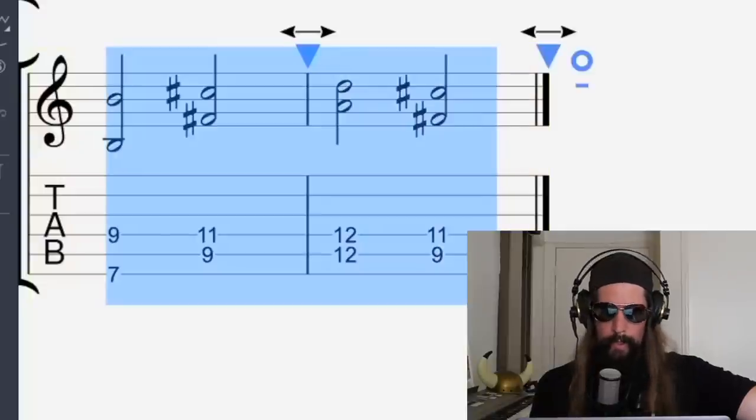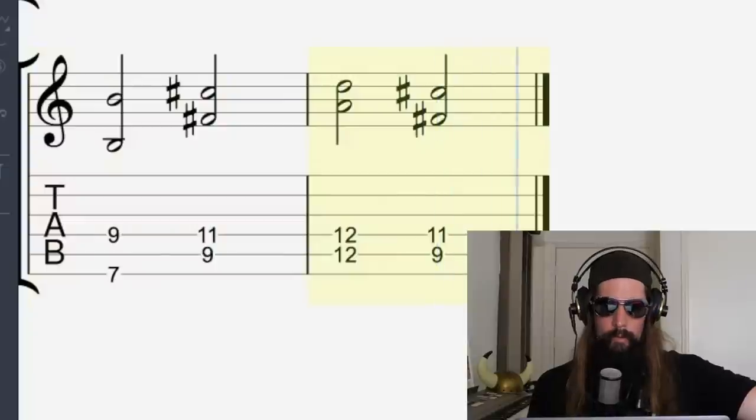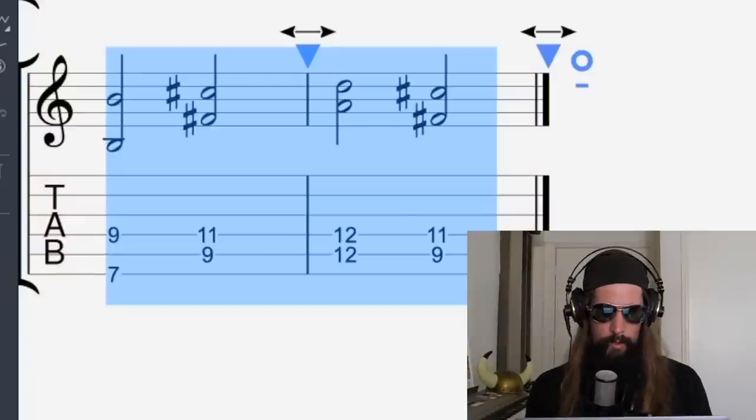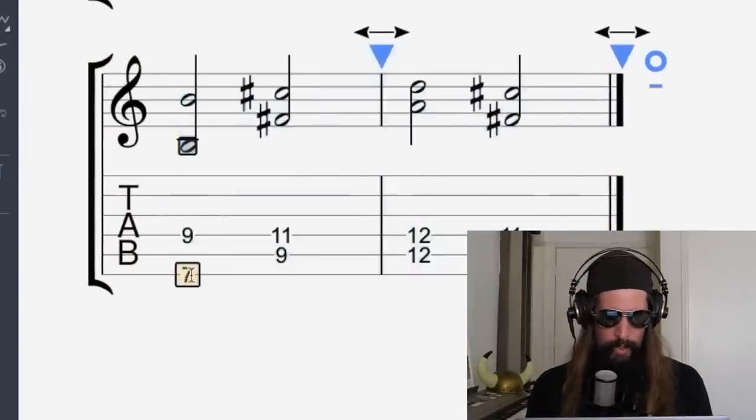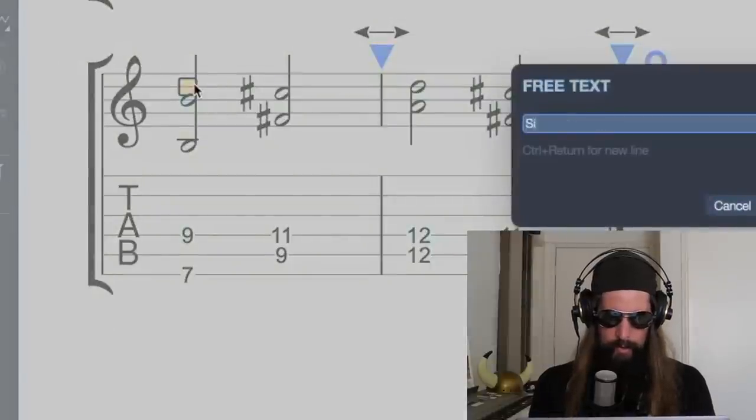Sounds pretty wicked. I can hear a riff or a song in that. And let me just label this. So this is similar motion.